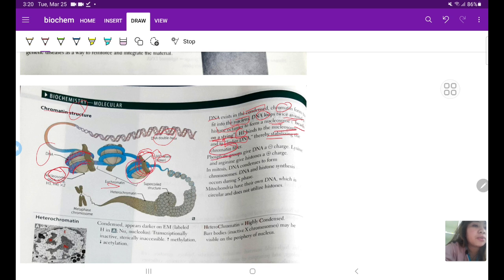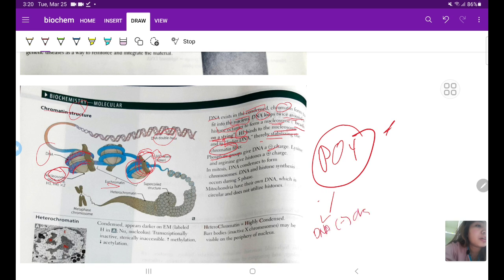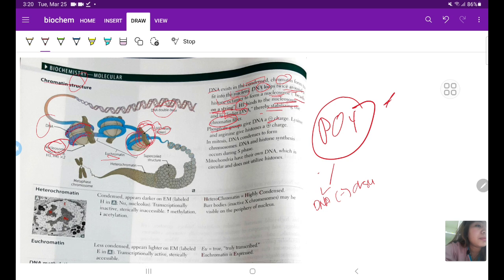And then the phosphate groups, so the phosphate groups is PO4. The phosphate groups give DNA a negative charge. And then the lysine and arginine give histones a positive charge.